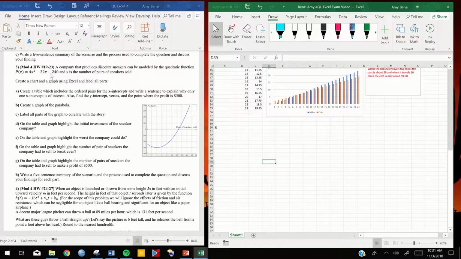So we have a company that produces discount sneakers, and the function that models their profit depending on the number of sneakers that they sell is P of X equals this value here. So here I'm going to go ahead and just explain that this is the formula to model the number of sneakers.